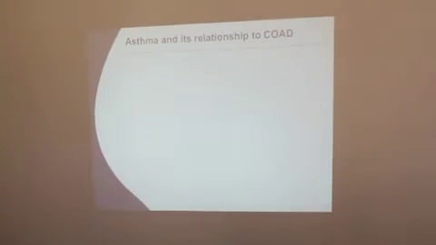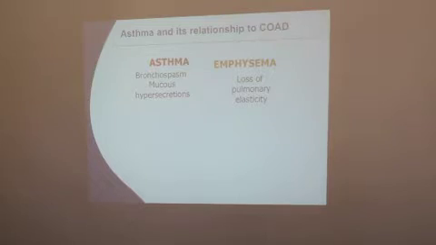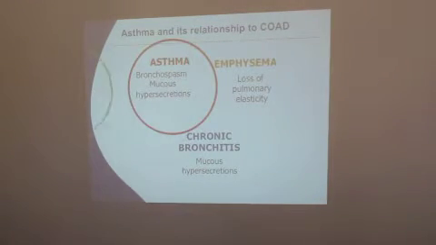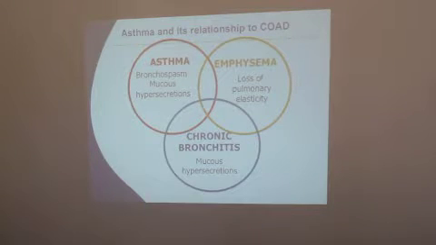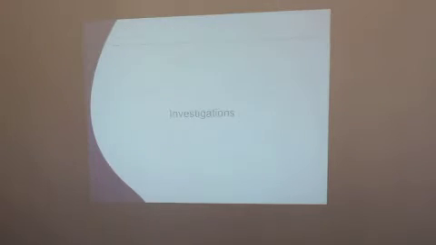This is a typical manifestation of someone with emphysema, and there is an overlap between the different manifestations of airway disease, and this non-proportional Venn diagram shows the interrelationships between conditions like asthma, emphysema and chronic bronchitis.